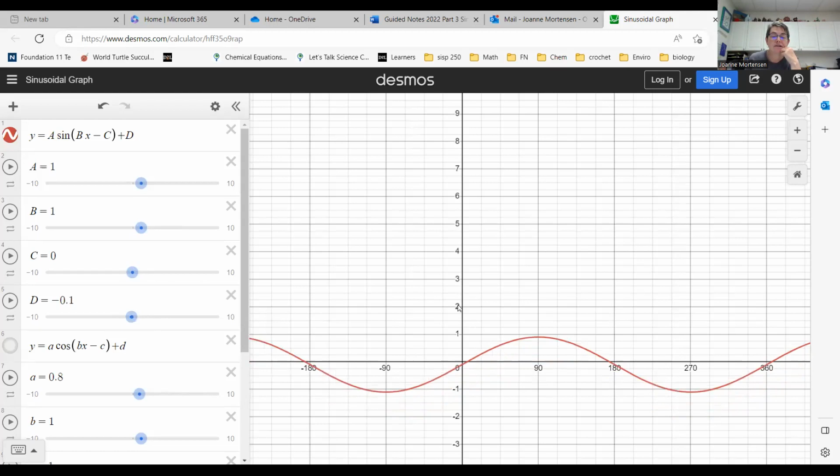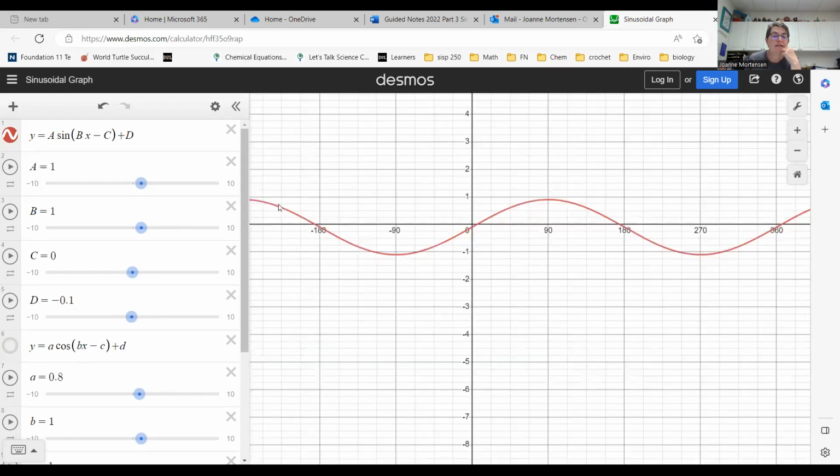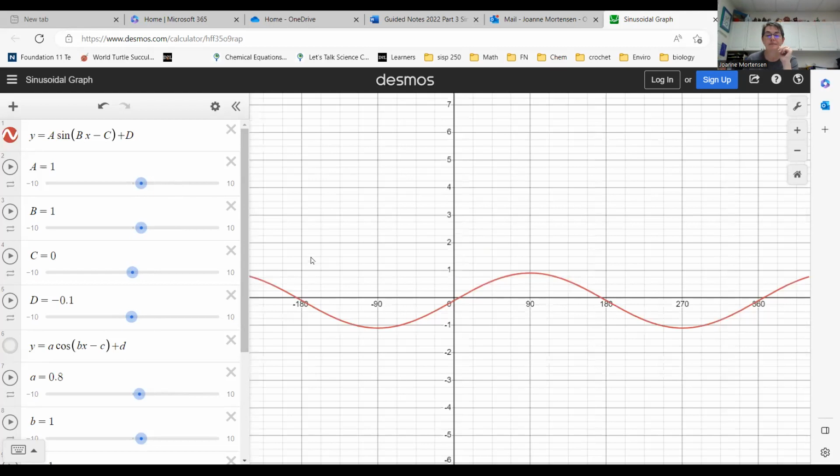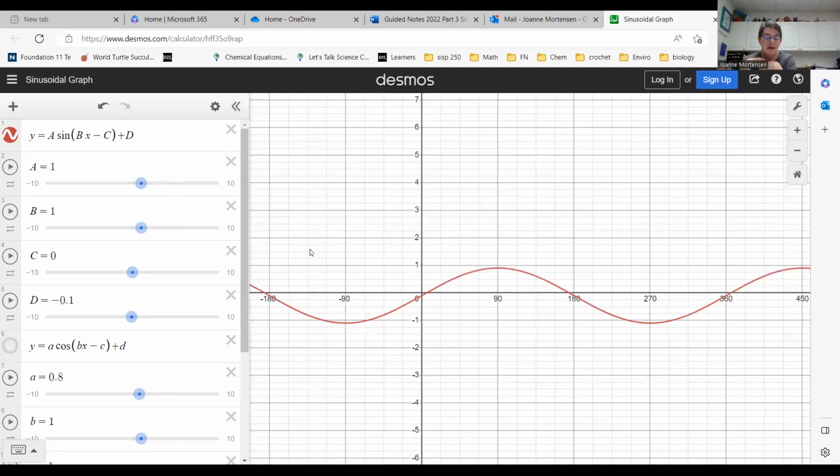Let's move this up a little bit. A is 1, B is 1, C is 0, and it should look like that. Okay. Close enough. This time it says adjust the slider A by moving the dot.